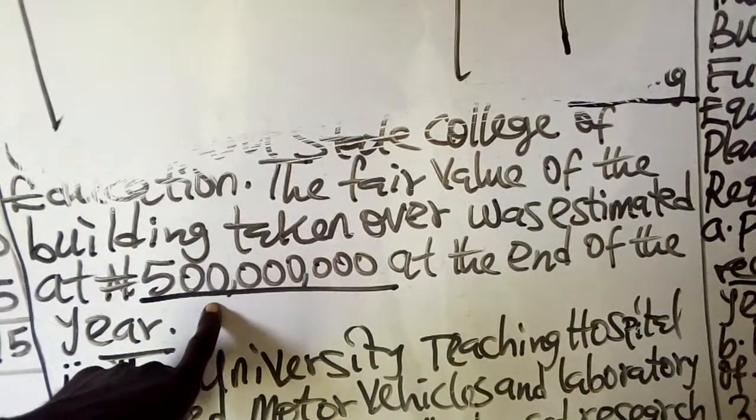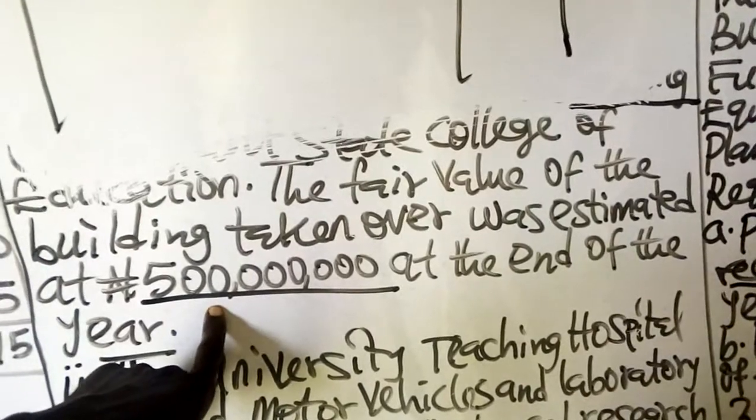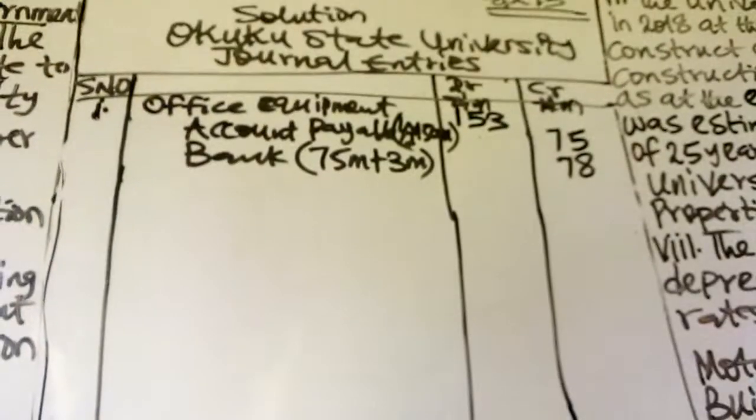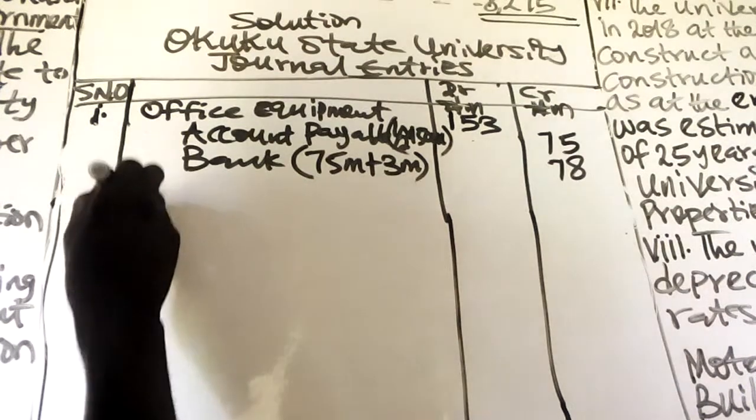Remember, building is an asset to the firm, to Okuku State University. I've told you that an increase in asset will be debited. Since building increases, you debit the building account. You are going to debit the building account and credit takeover grant. So we debit building, which is an asset.